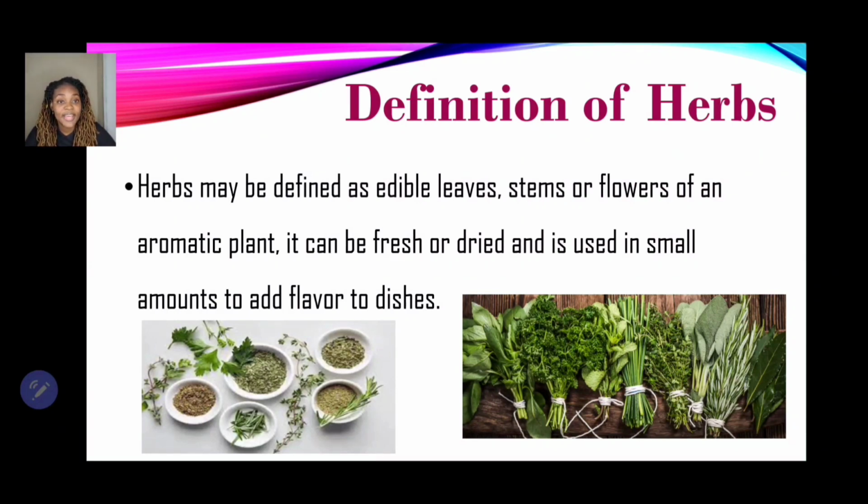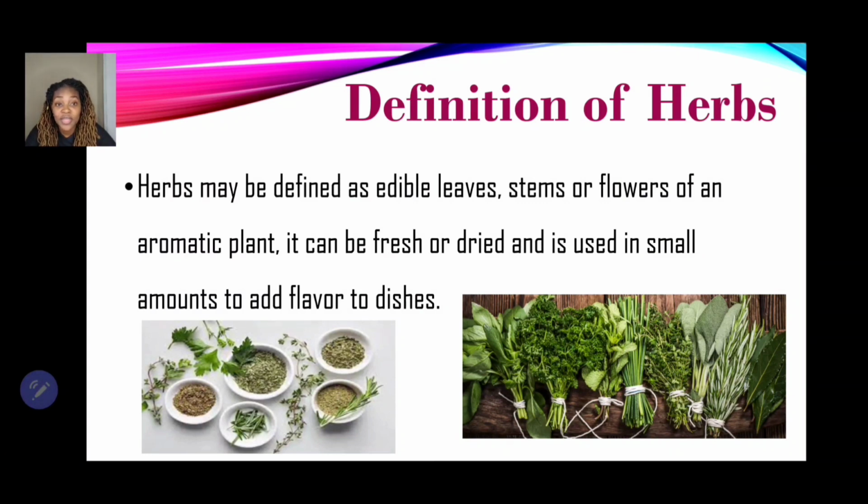Herbs may be defined as edible leaves, stems, or flowers of an aromatic plant. It can be fresh or dried and is used in small amounts to add flavor to dishes, right? Now let's slow it down a bit. So herbs may be defined as edible leaves, so what we can eat, the leaves, the stems, the flowers of what? An aromatic plant. That means it has a particular aroma, that particular smell.